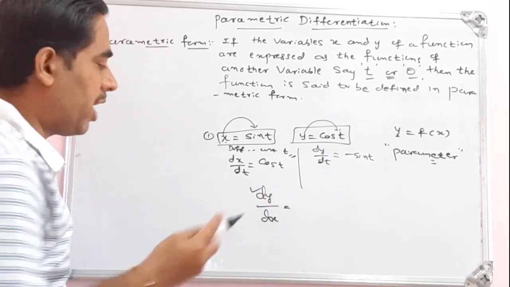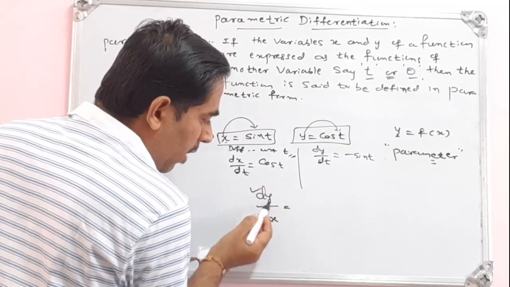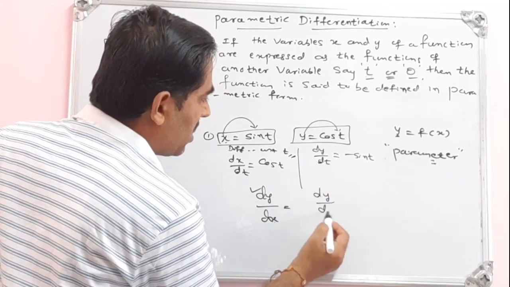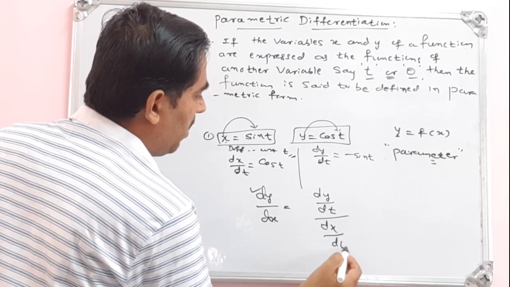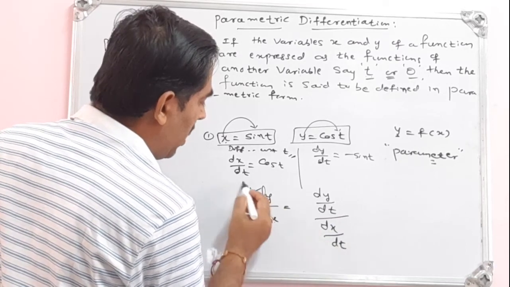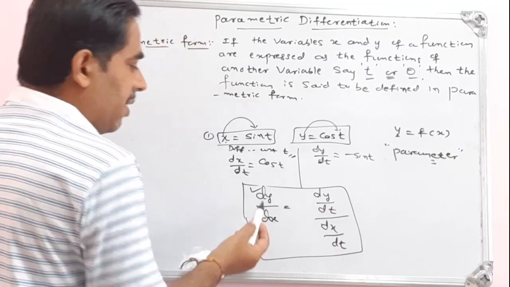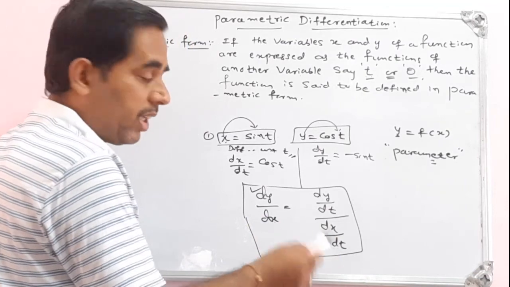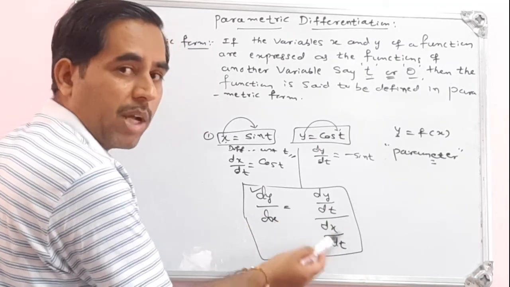So the derivative can be found like this. Here, the derivative of y with respect to x can be obtained by dividing dy by dt by dx by dt. This way we can do the parametric differentiation. So dy by dx can be written as dy by dt whole divided by dx by dt. Of course, the denominator should not be equal to 0 here.